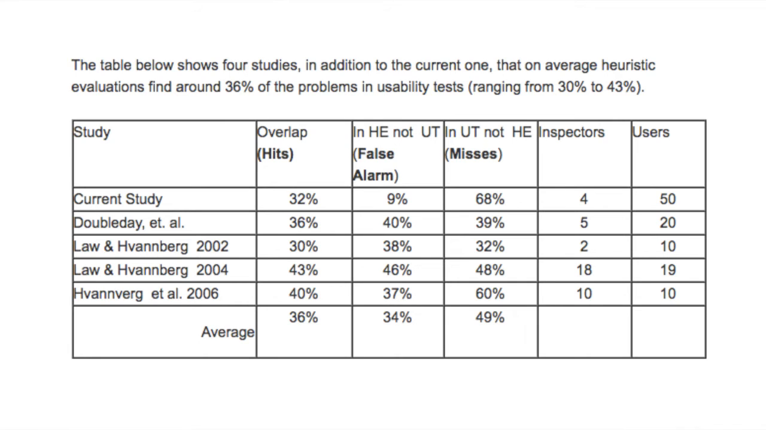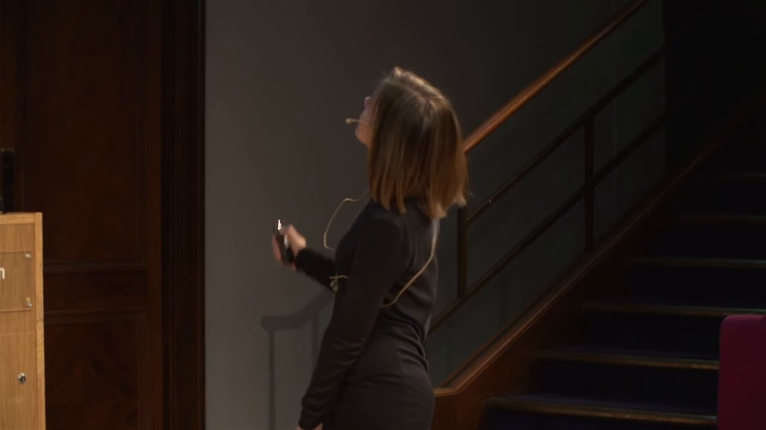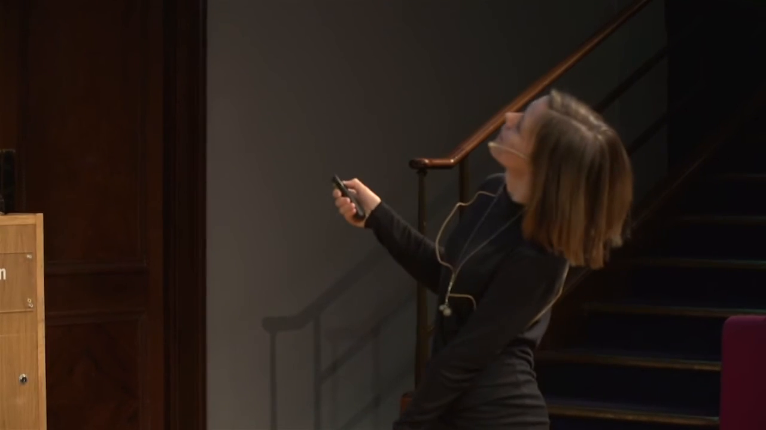So this is a comparison of the number of errors that experts found versus the number of errors that users found and how much they overlap. And as you can see, the overlap is typically 30 to 40%. So if you're testing with your colleagues, you will only find 40% of what the actual users found. And then the question is, well, those other 60% that your colleagues found that the users didn't, are they really problems? Or is it just something your colleagues don't like? Yeah, so false alarm.